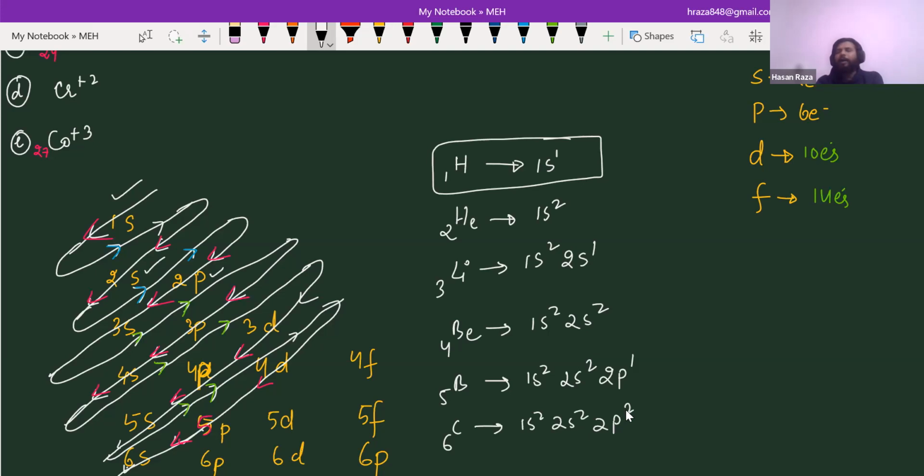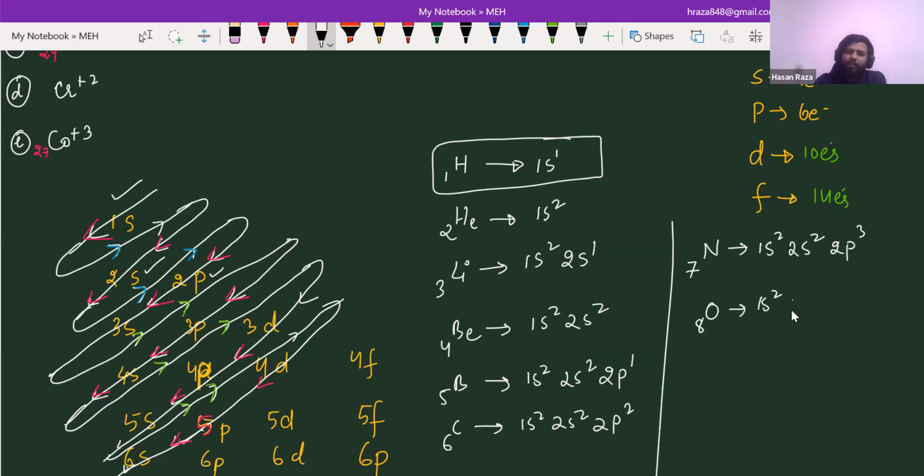Because p will have the capacity to take 6 electrons. So if you are going to do the configuration of nitrogen, which has 7 electrons: 1s2, 2s2, 4 electrons gone, then 2p3, 7 electrons. After this, oxygen: you can see 1s2, 2s2, 2p4. Now fluorine comes: 1s2, 2s2, 4 electrons gone, then 2p5.